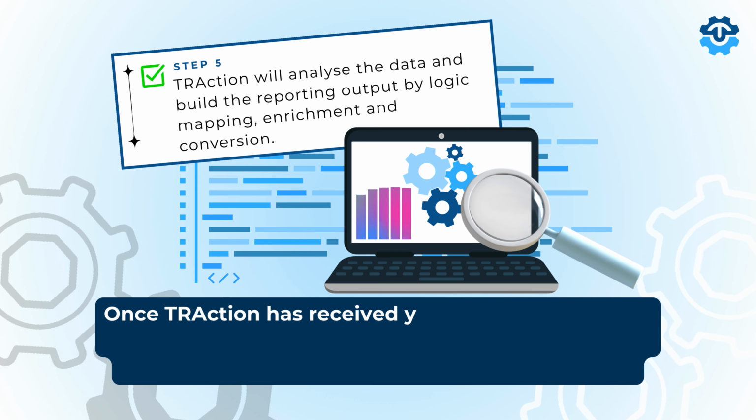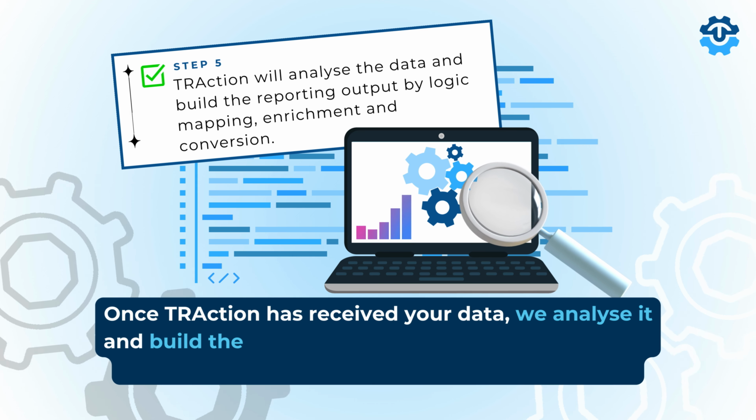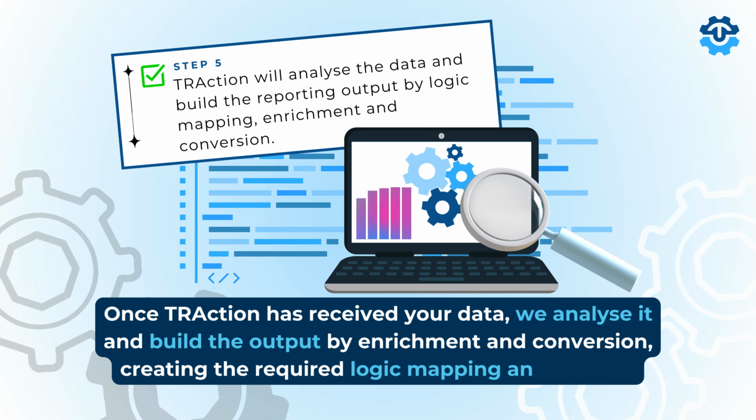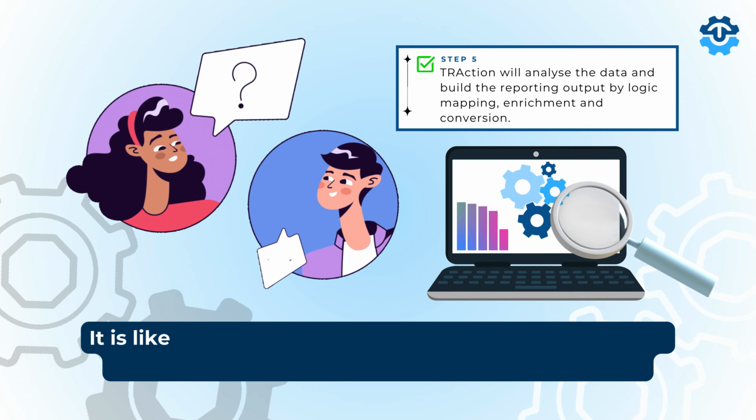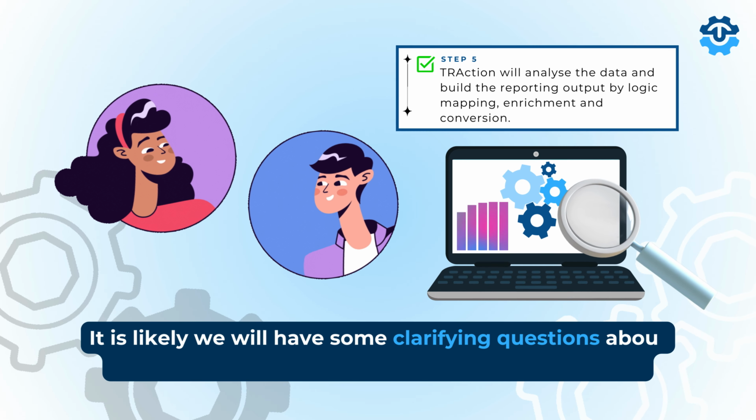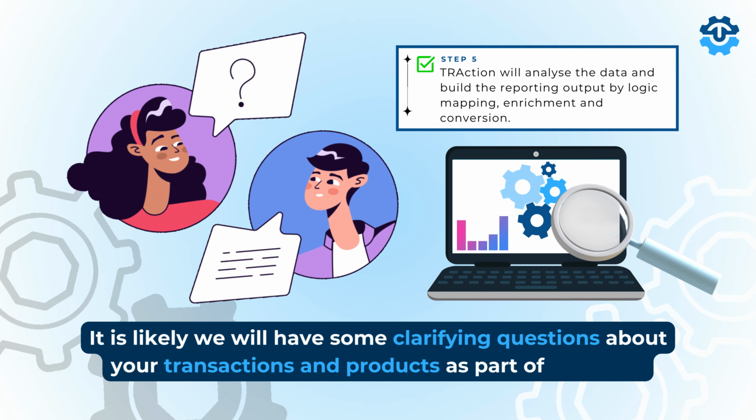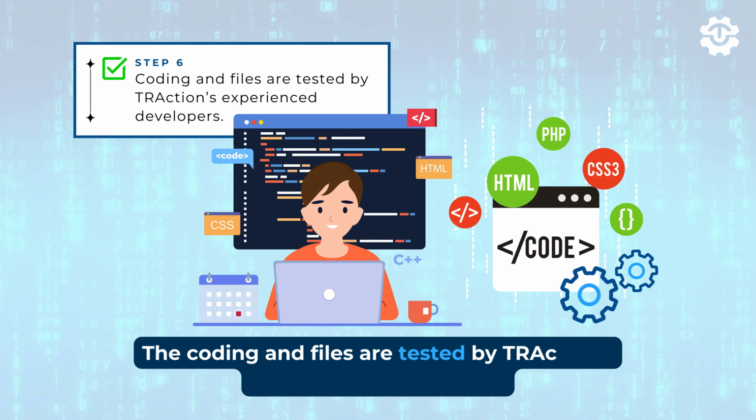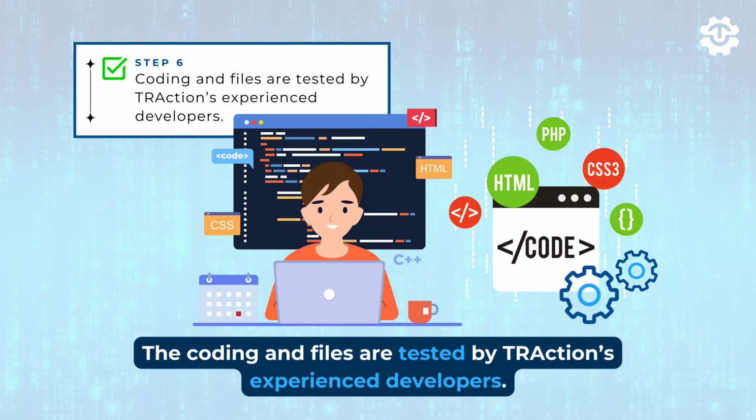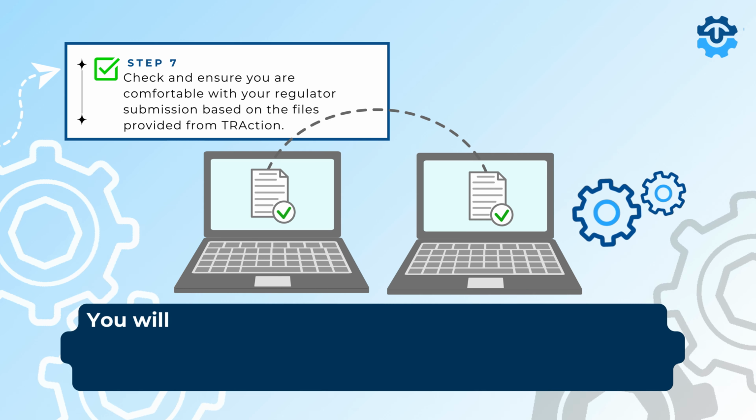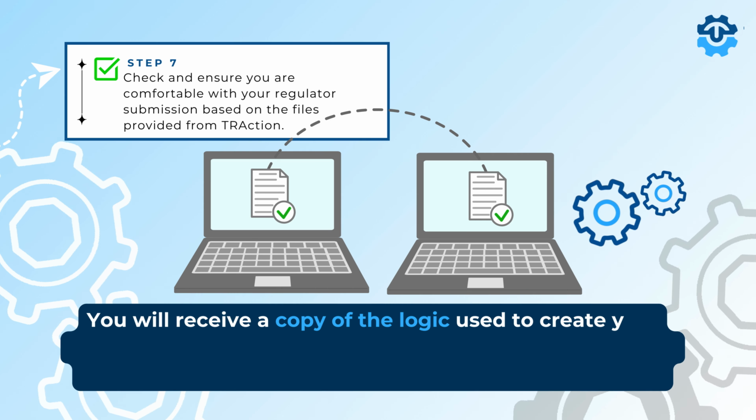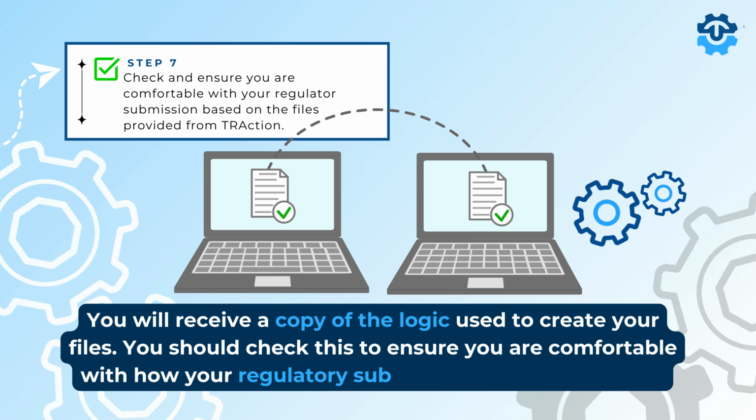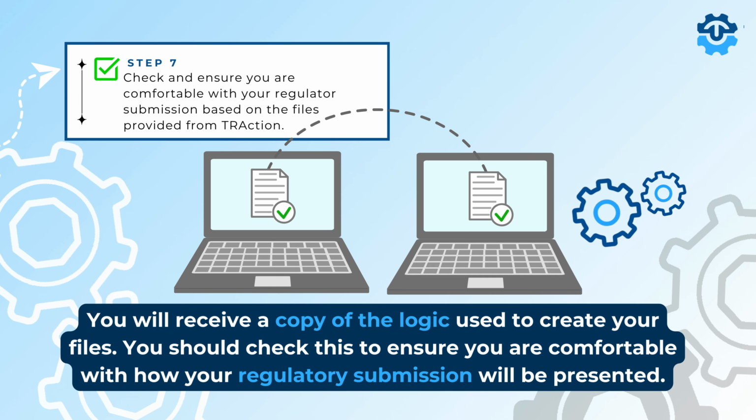Once Traction has received your data, we analyze it and build the output by enrichment and conversion, creating the required logic mapping and coding. It is likely we will have some clarifying questions about your transactions and products as part of this step. The coding and files are tested by Traction's experienced developers. You will receive a copy of the logic used to create your files. You should check this to ensure you are comfortable with how your regulatory submission will be presented.